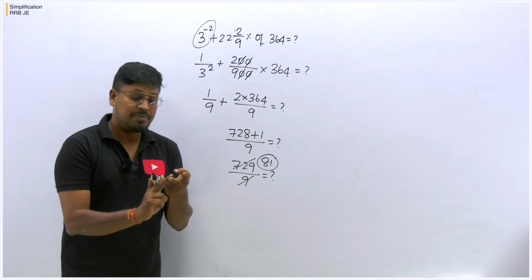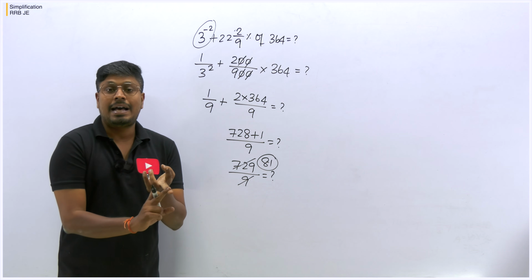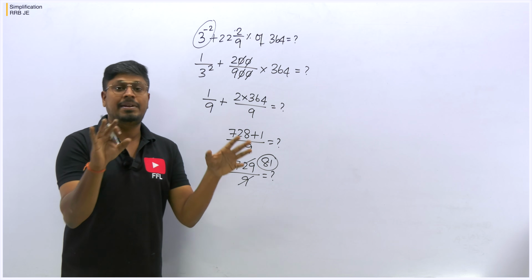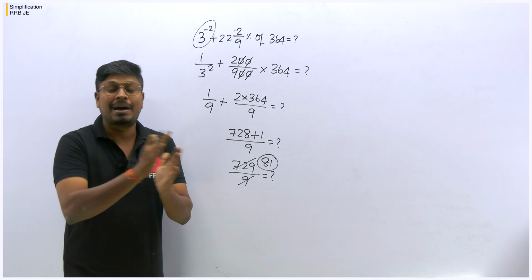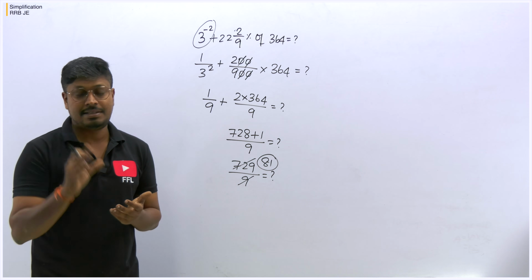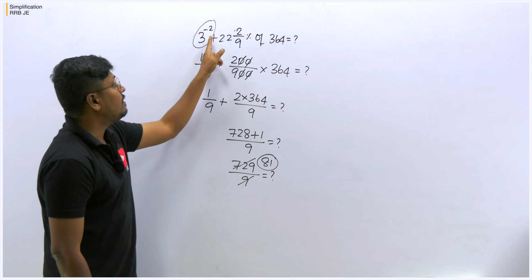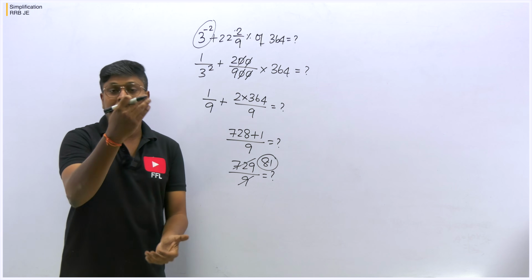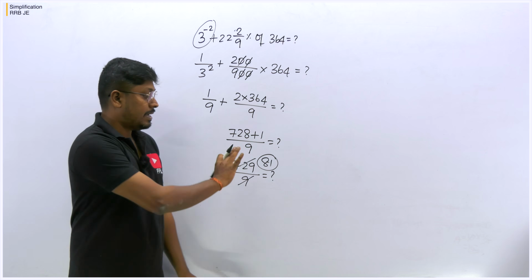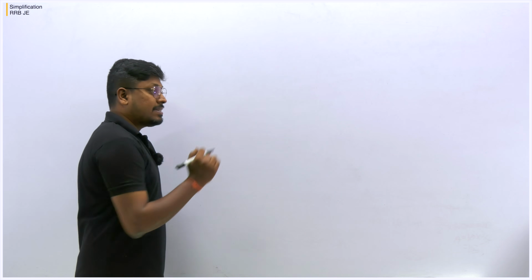Similarly, the next question we learnt: if the question has 2 power, 3 power, 4 power something, initially you don't want to split the number. Try to convert all the remaining numbers into 2 power or 3 power based upon the surds and indices concept. So here also we have 3 power minus 2. Convert the 3 power minus 2 into 1 by 3 square and then solve the question, and you will get the answer easily. So next question.